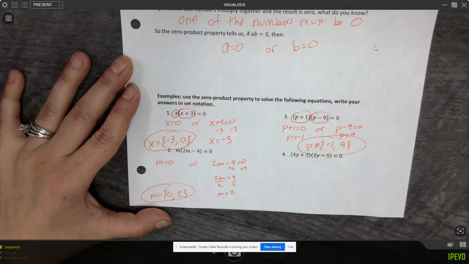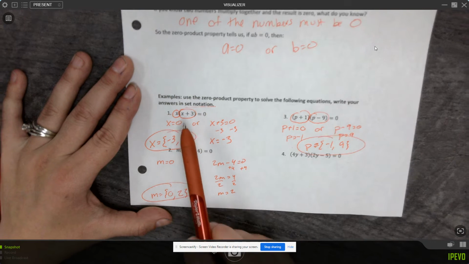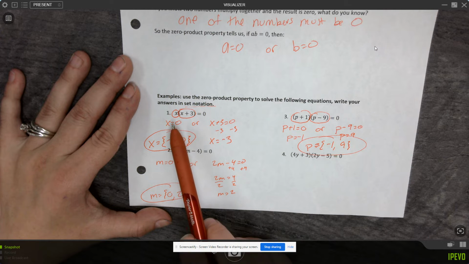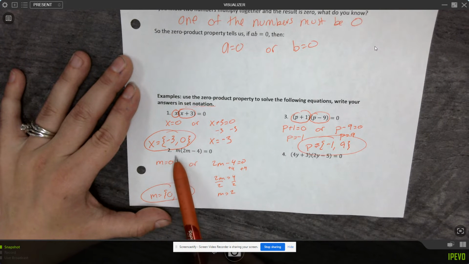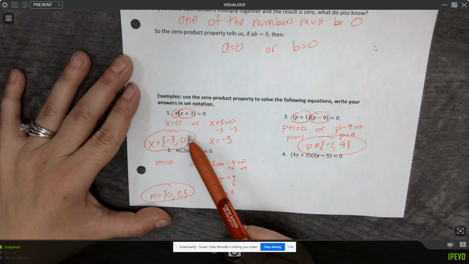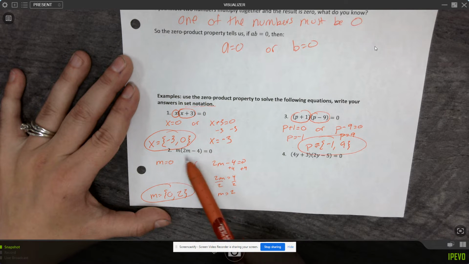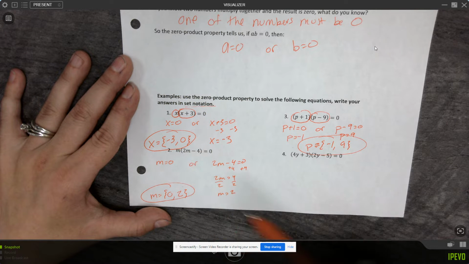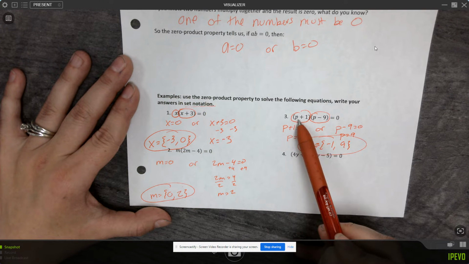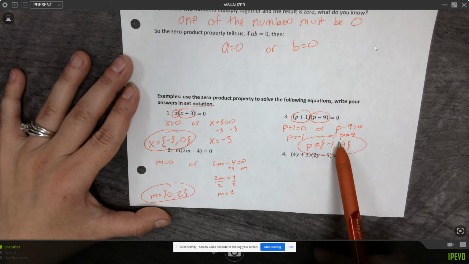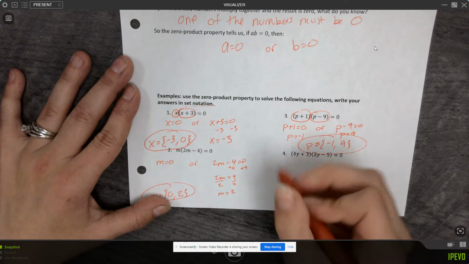I want to show you a little trick once you know what your two things are, your two things being multiplied. I had an x and an x plus 3, okay? And when I had just an x, I got 0. When I had just an m, I got 0. When I had x plus 3, I got a -3. When I had 2m minus 4, well, it's going to be the opposite of this divided by this. So positive 4 divided by 2 is 2. When I had a p plus 1, it's the opposite of this divided by the number in front, which is 1. So that's just -1. The opposite of this is positive 9. So this one is going to be y equals.